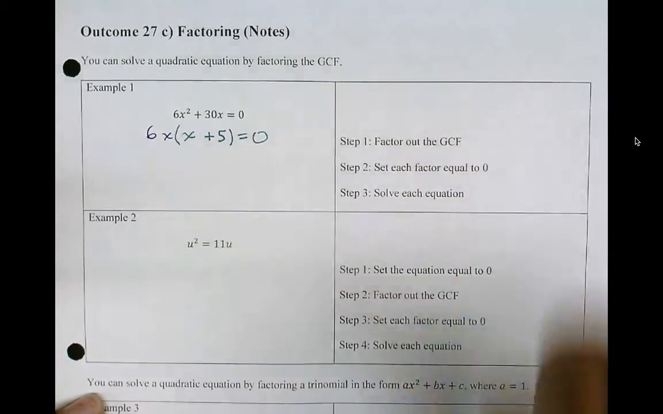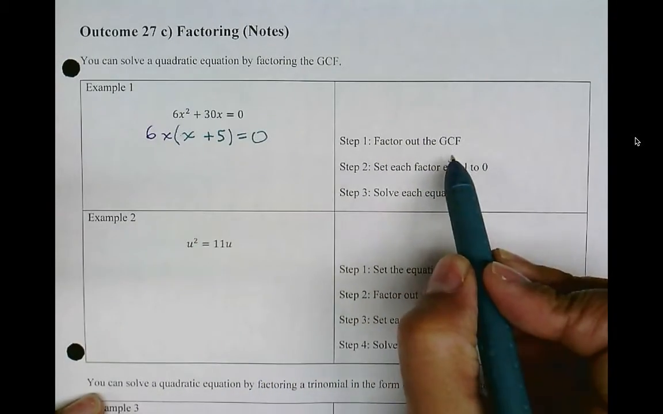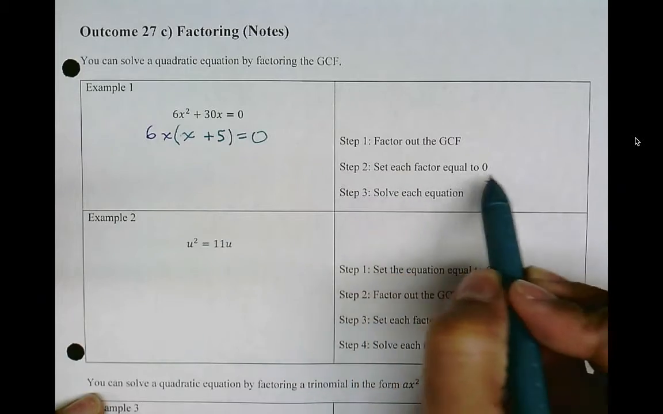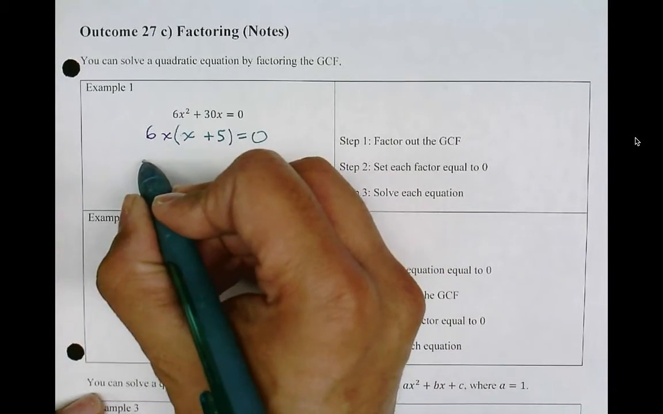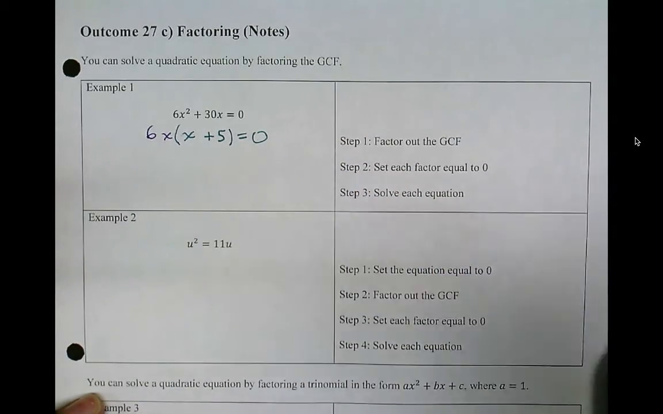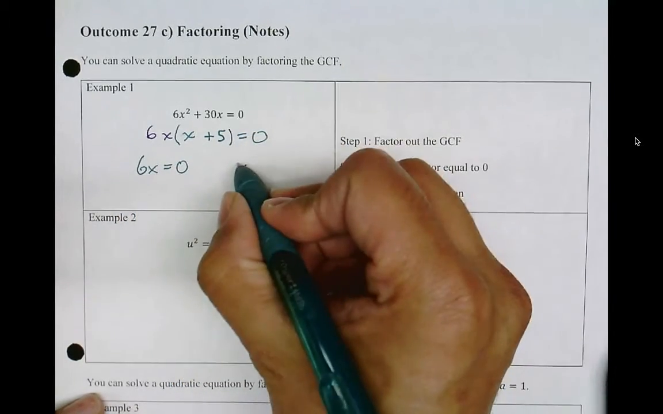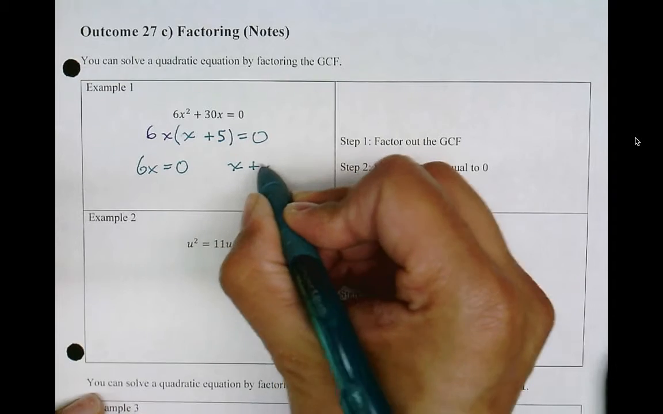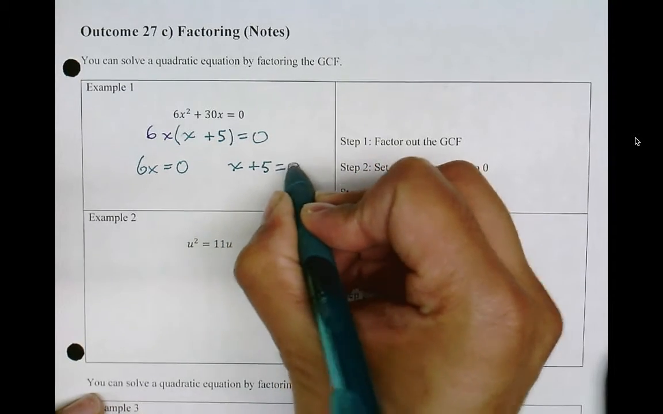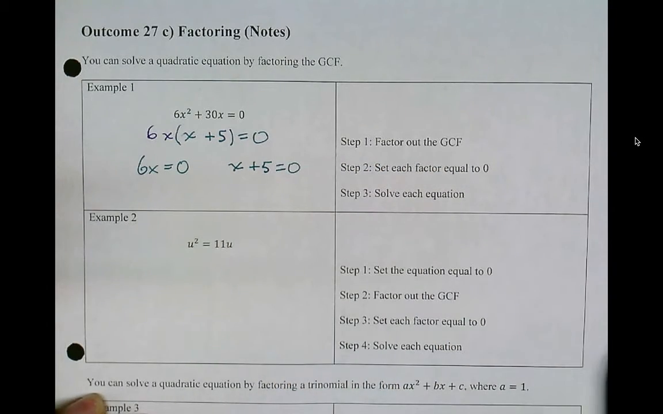So this is equal to 0. That's step 1, factor out the GCF. Step 2, set each factor equal to 0. So the first factor we have here is 6x, and we set that equal to 0. The second factor is x plus 5. We set that equal to 0. Now we have two equations we need to solve.